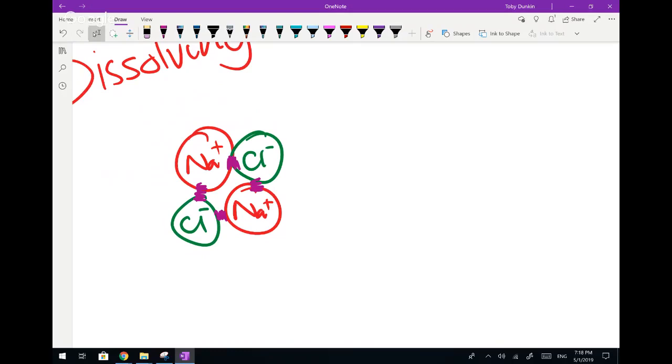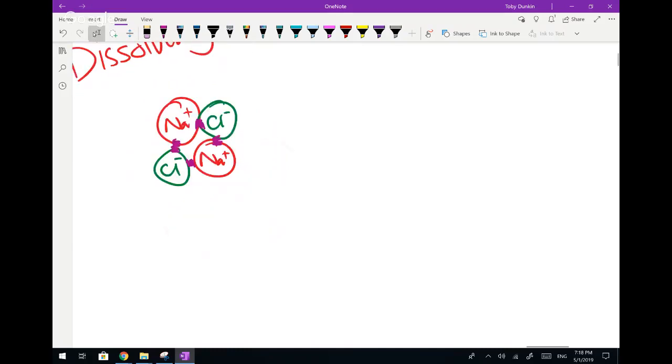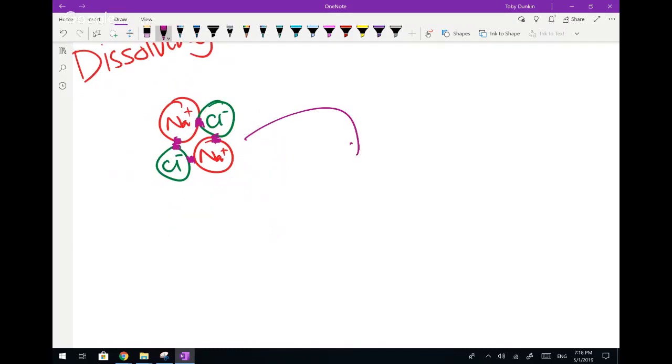So I need to break those. So I need to rip those apart. This drops into water.